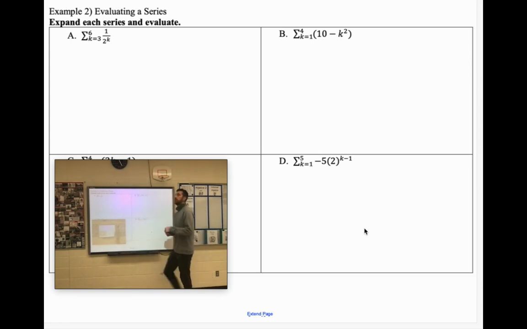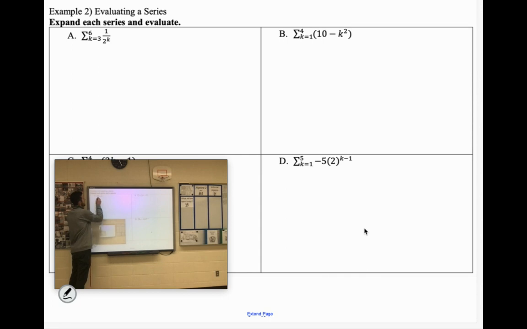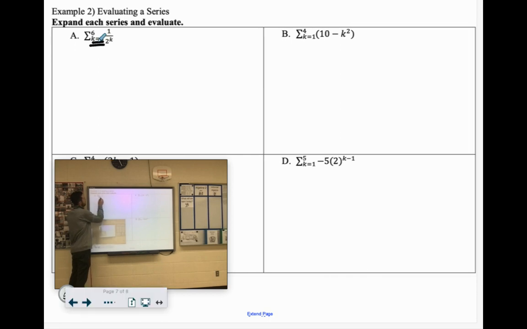Expand each series and evaluate. All right, so if you look, we have some key parts here. We're going to say K is going to start at 3. We're going to go all the way up to 6. So we're going to evaluate the sum of these by starting at, we're just going to put these in for K right there. And again, we were using I on the last slide. It doesn't matter what variable it is.